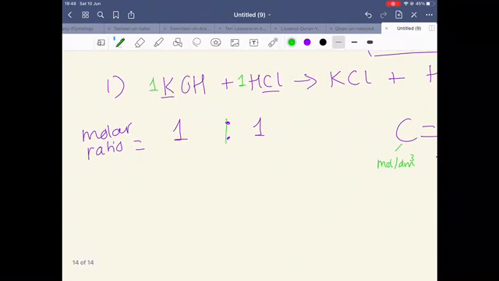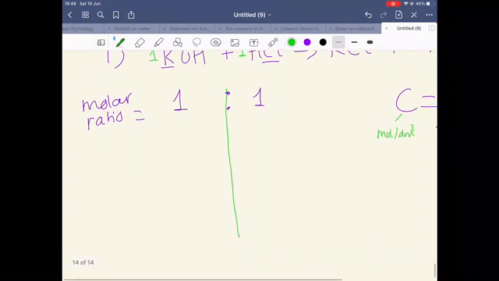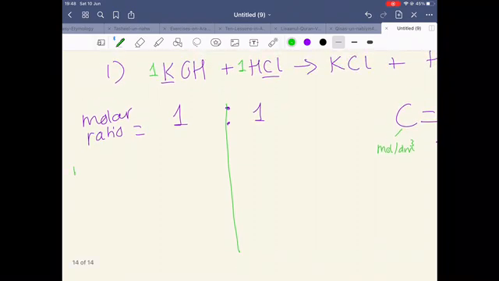So let's look at our question. I like to split it into the alkali and the acid. It makes it easier. So I'm going to write moles equals for both sides, volume equals for both sides, and concentration equals for both sides.